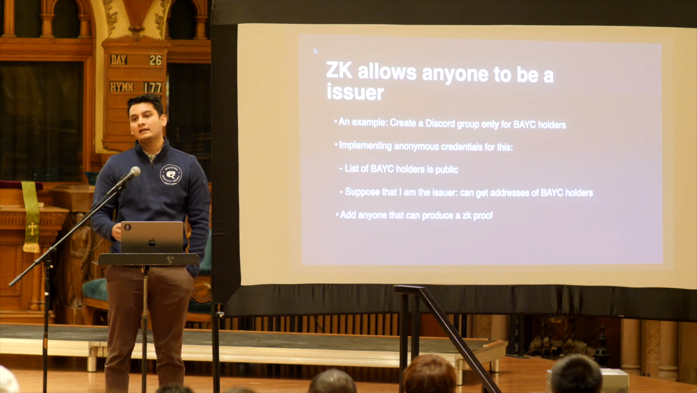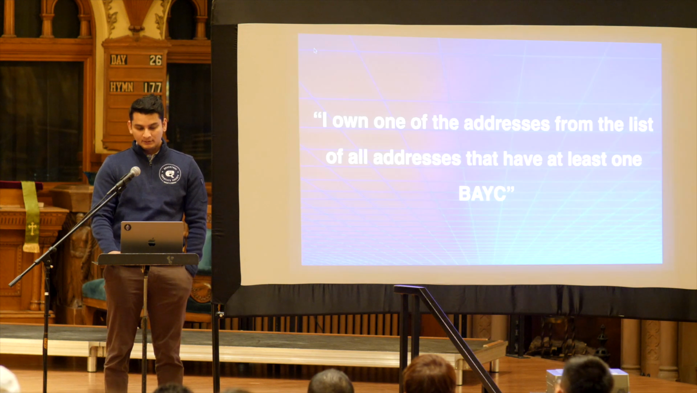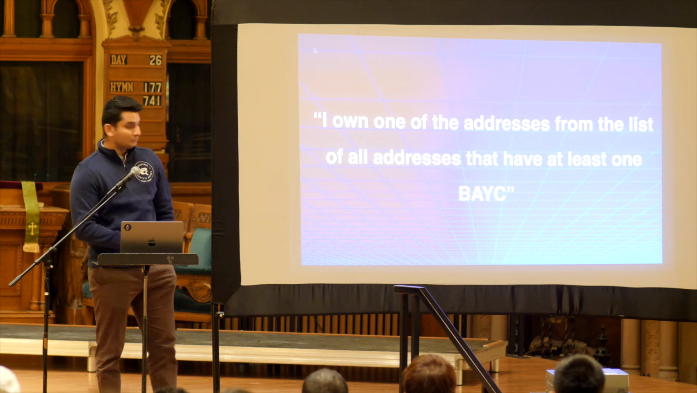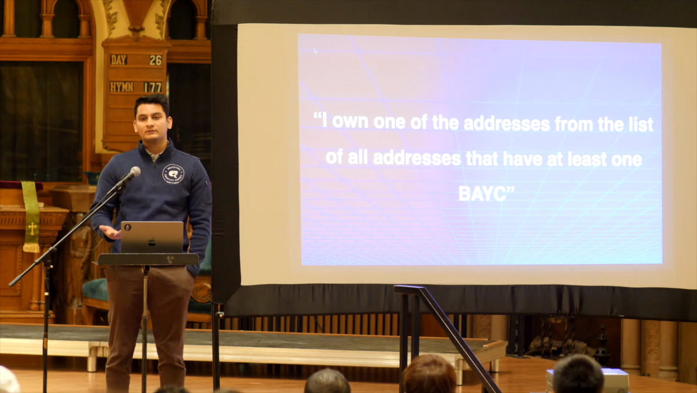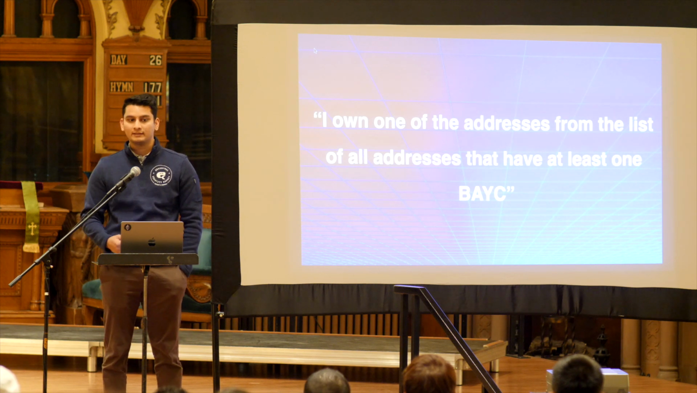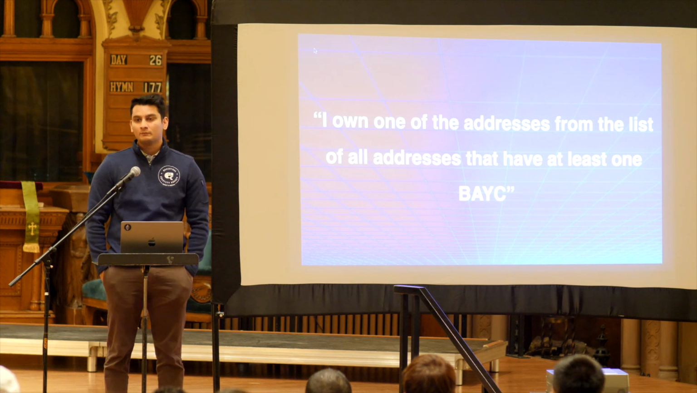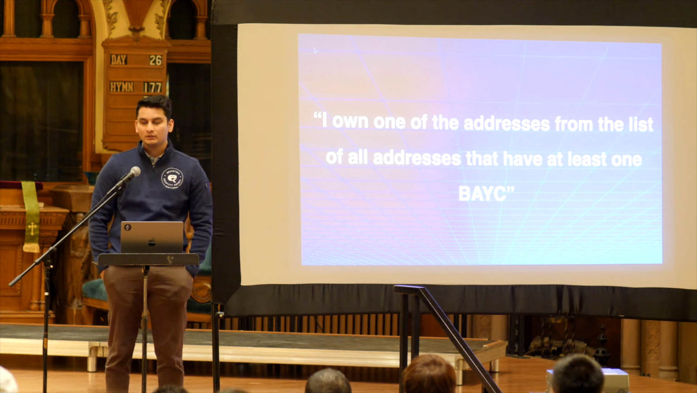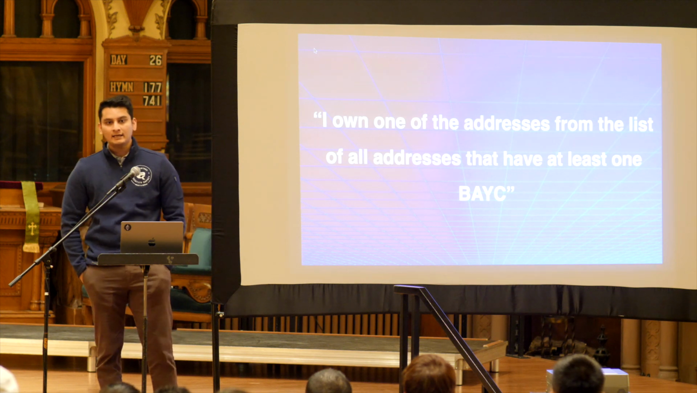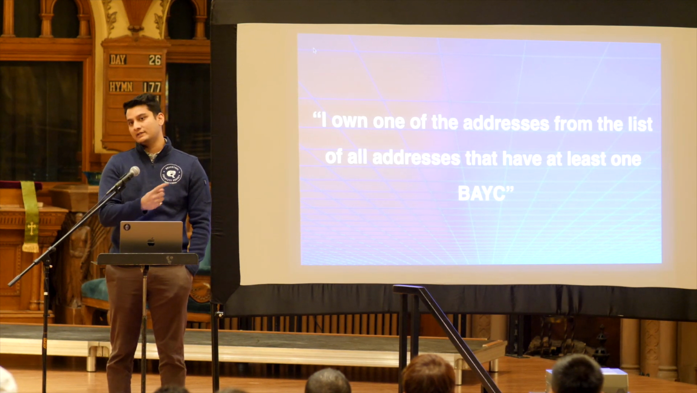So I communicate with them on Telegram. I don't know who they are in the real world. I don't even know their address. They just send me a zero-knowledge proof, which says the following, right? The proof attests to the fact that I own one of the addresses from the list of all addresses that have at least one Bored Ape, right? And the way this proof works is that you have a huge Merkle tree which has all the addresses which someone draws from a public blockchain on the holders of a particular NFT. And then you create a zero-knowledge proof of membership for one of the addresses.